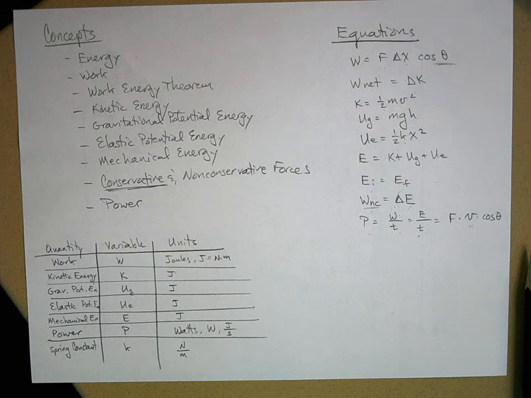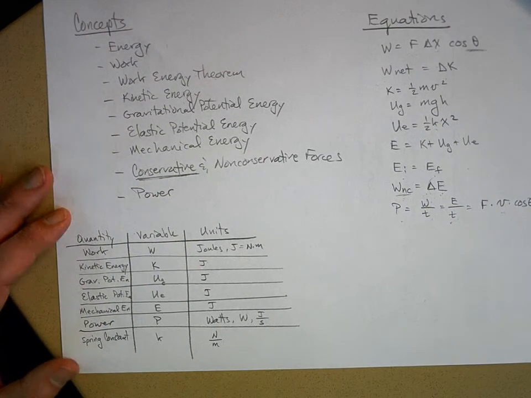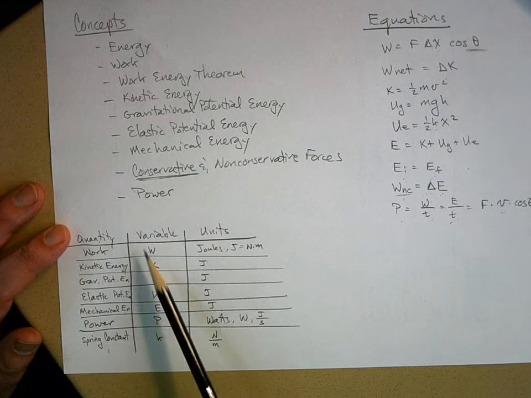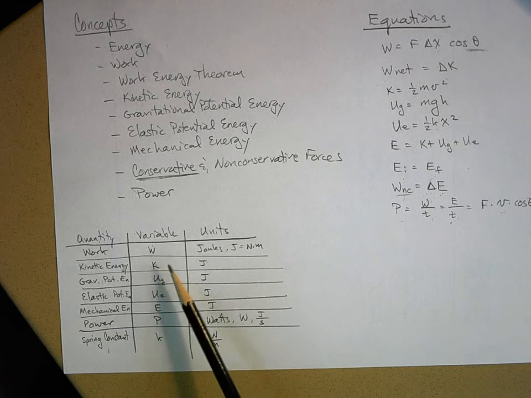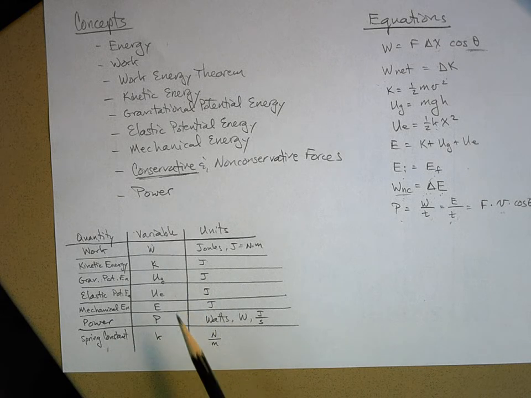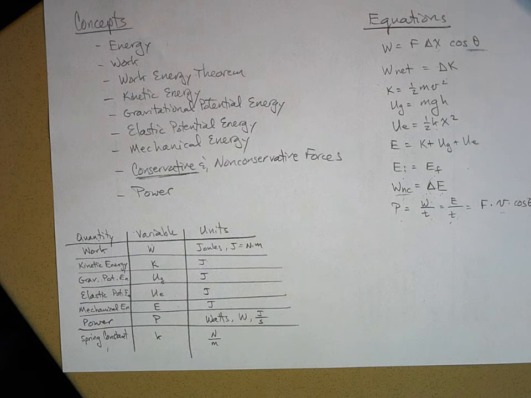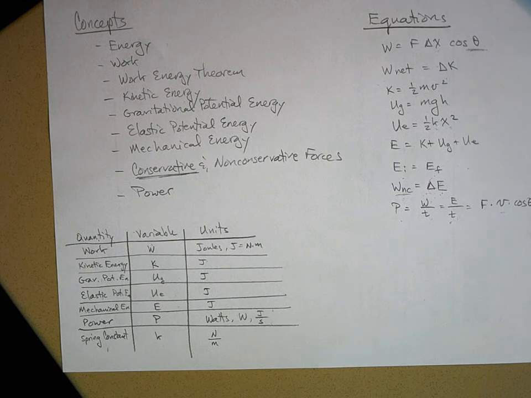Okay, so you'll have a problem like that. Now I made this little, I call it a quantity chart right here, where I put the quantity name, the variable we use, and some notes about the units that we use. And notice that work, kinetic energy, gravitational potential energy, elastic potential energy, mechanical energy, we use joules for all of them. Now, power is the amount of energy being transferred per unit time, joules per second, which is a watt. And of course, spring constant K, which we use in the elastic potential energy.